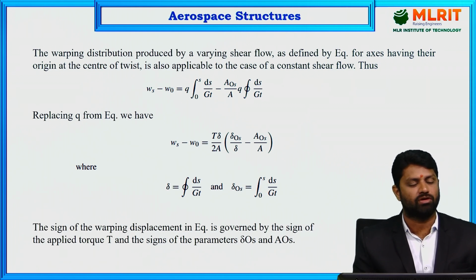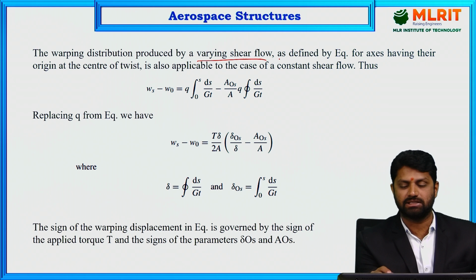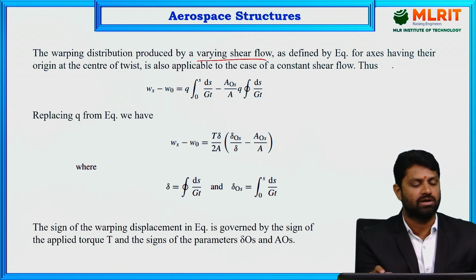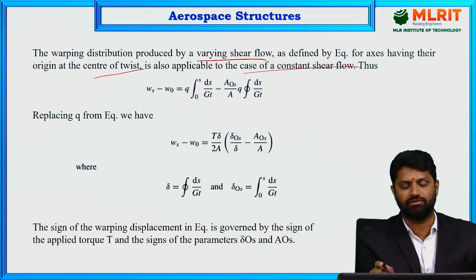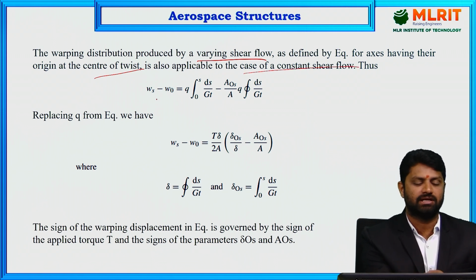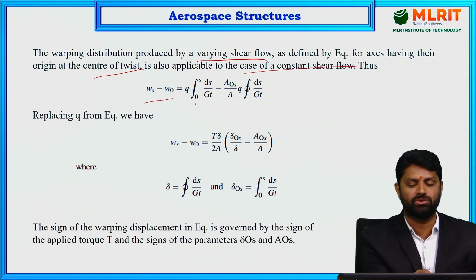Another case: this is for the constant shear flow, and if you have a varying shear flow, the equation slightly modifies. The warping distribution produced by a varying shear flow is defined by the equation for axes having their origin at the center of twist. It is also applicable to the case of constant shear flow, so we can write it as Ws minus W naught equals Q integral 0 to S ds by gt minus A naught S divided by A into Q cyclic integral of ds by gt.